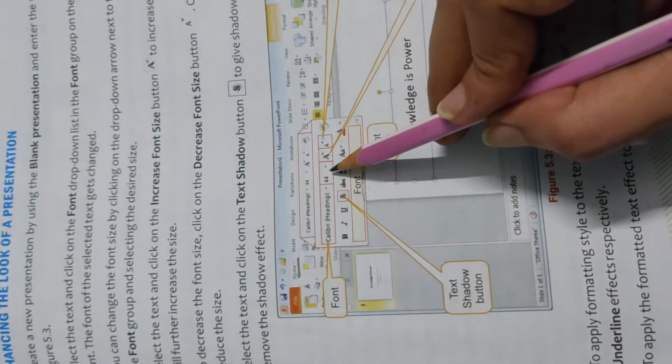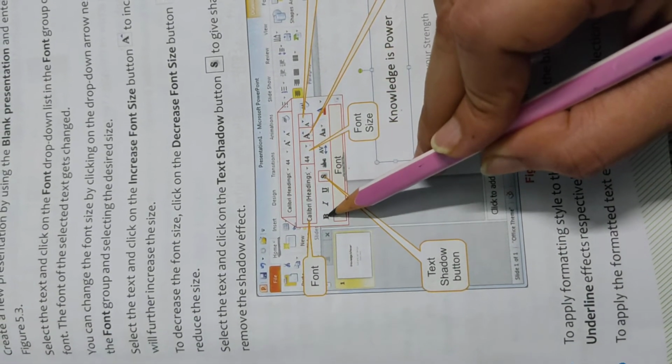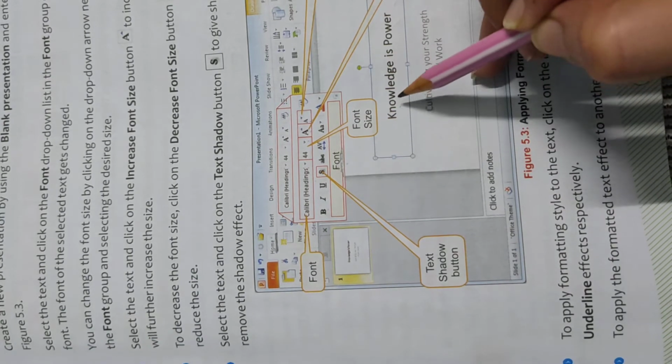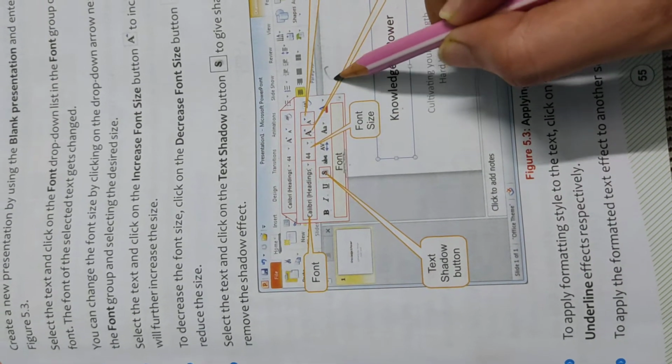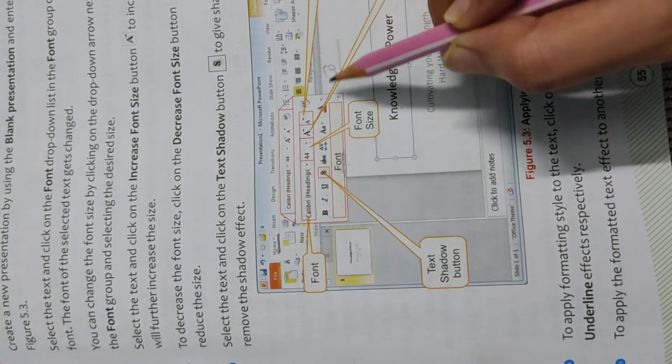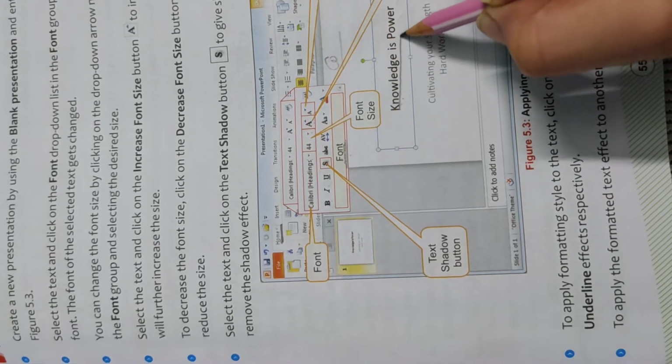Small a means decrease the size. Whatever you write will be in lower case. And here the number 44 is given. You can increase or decrease your font size. B stands for bold. Your text will be bold like this. I stands for italic, like this. It will be tilted to one side, that is known as italic. Underline means whatever you have written will be underlined.